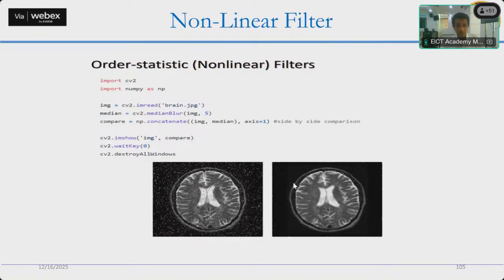In order statistics, you would have been aware of Python. If I want to apply image processing on this brain slide, it has been shown here. What we are doing is importing the CV2 library and the NumPy library. From the CV2 image library, you read that image and then apply the function, median blur. And then you compare it, and after comparing, concatenate it.